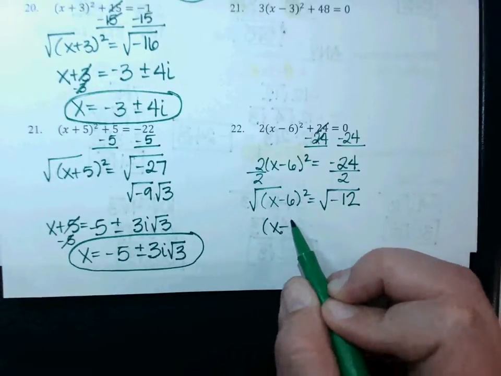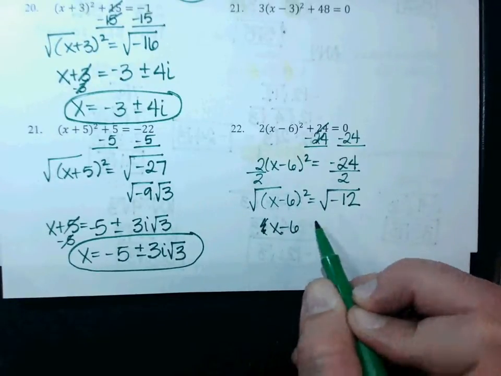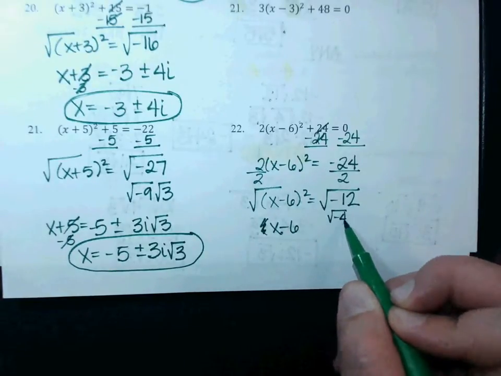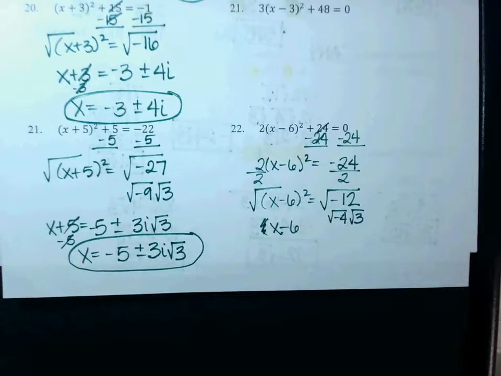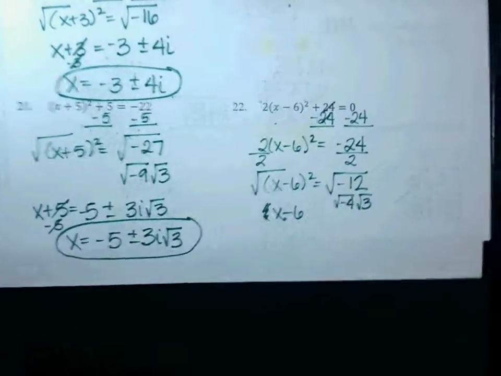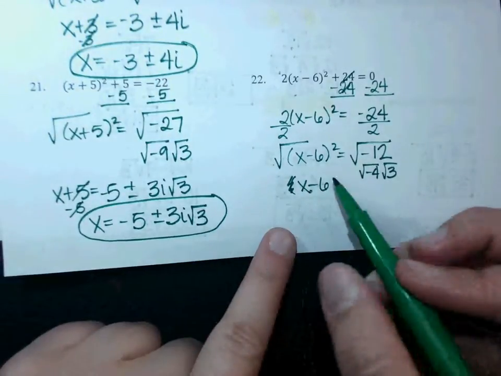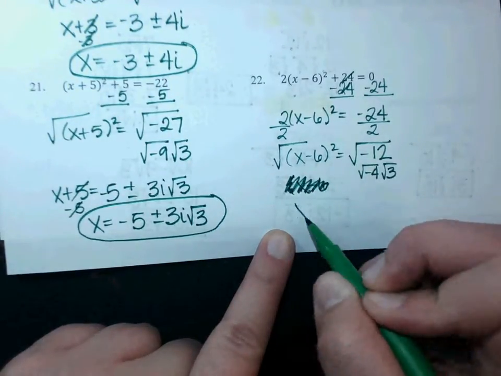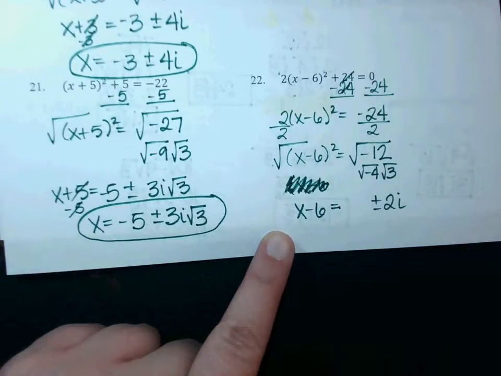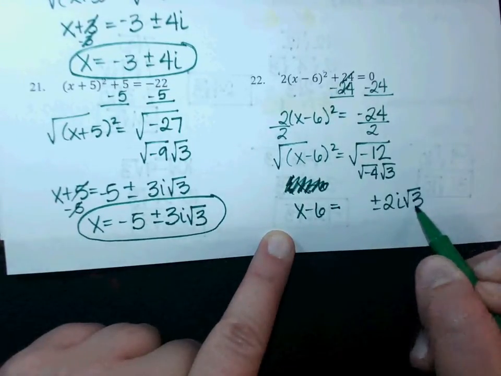Which one would you rather pick? Well, it has to be on the list. So 6 and 2 are not on the list, but 4 was. So I'd do negative 4 times 3. And then what is the square root of negative 4? 2i. Very good. So let me just rewrite this. X minus 6 equals plus or minus 2i, and then my root 3 left over.